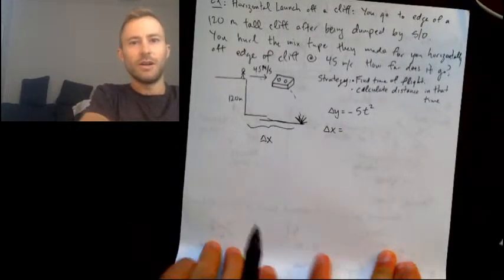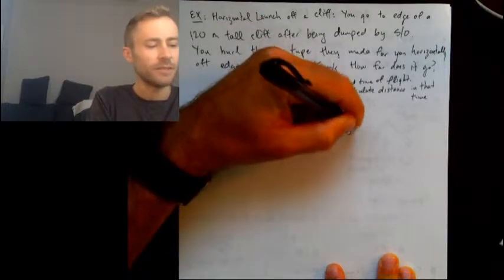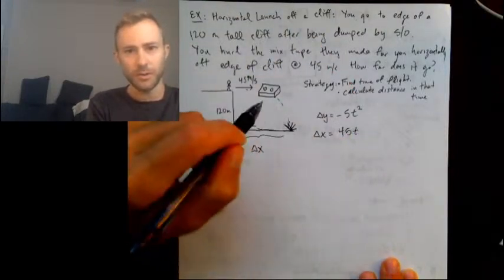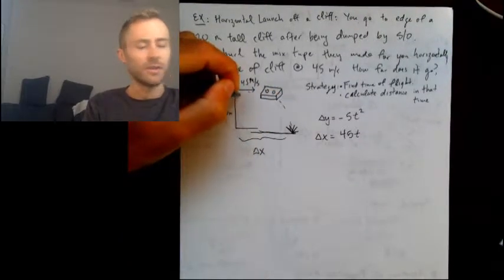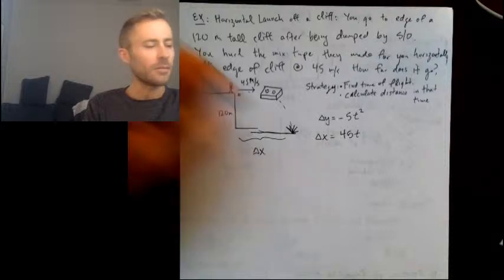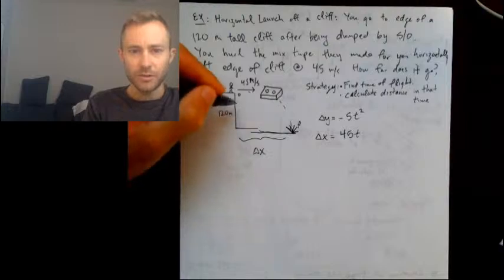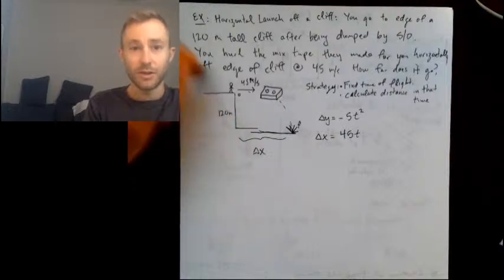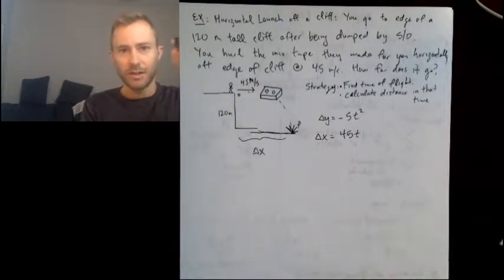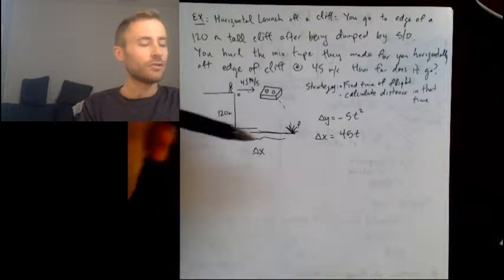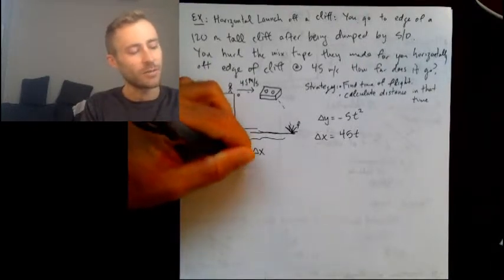So it's going to be 45t, because all of the launch speed was horizontal. Okay, so how do we proceed? Well, I'm going to call this the starting point, and I'm going to call this the ending point. So we can see the difference in elevation between the starting point and the ending point is 120 meters. So this means the mixtape goes down 120 meters. So for this problem, delta y is -120 meters.